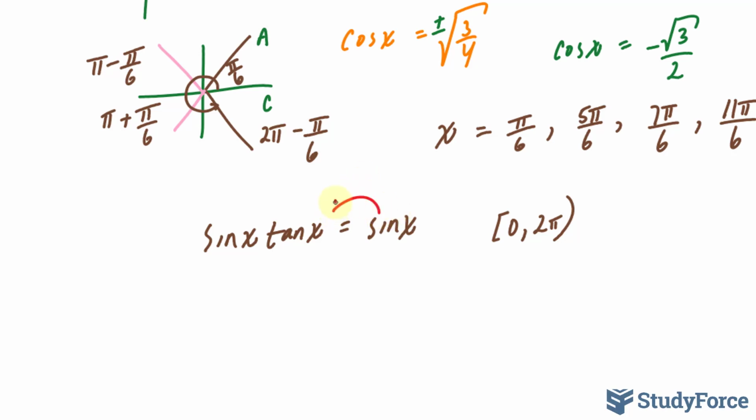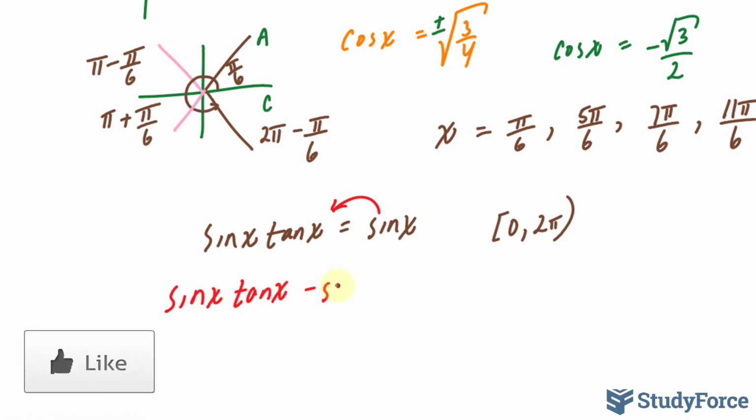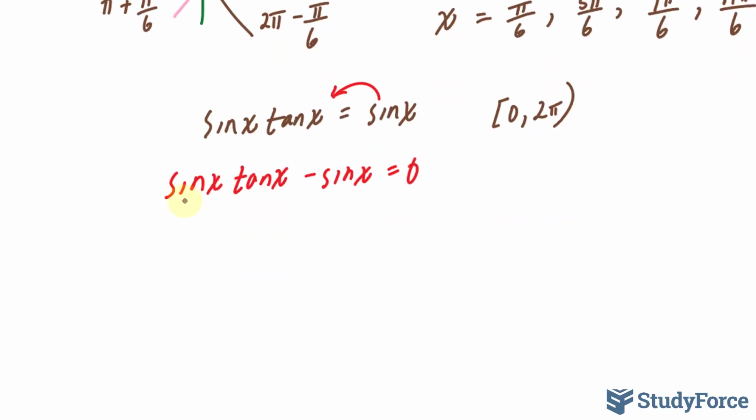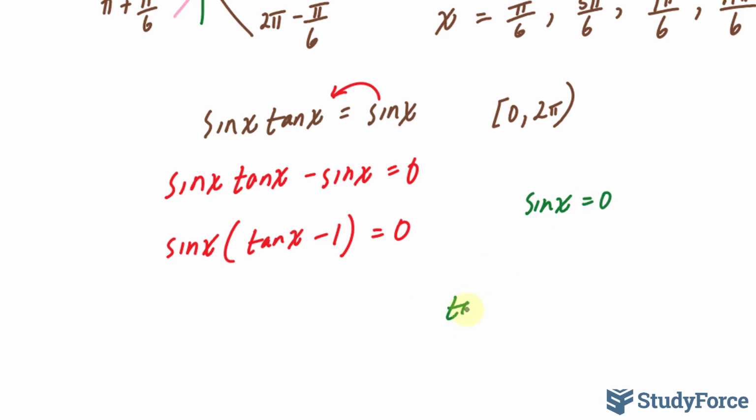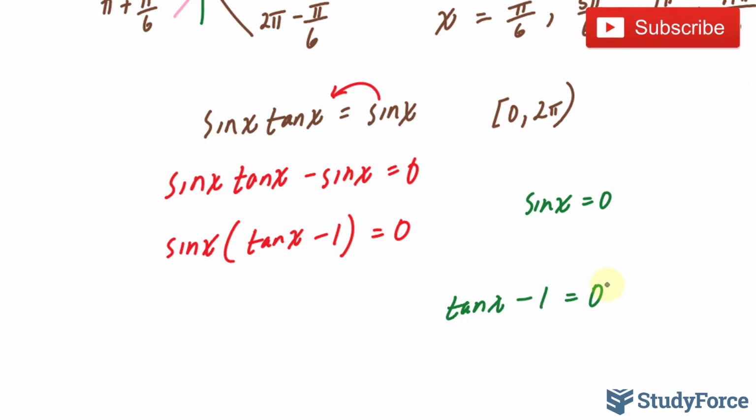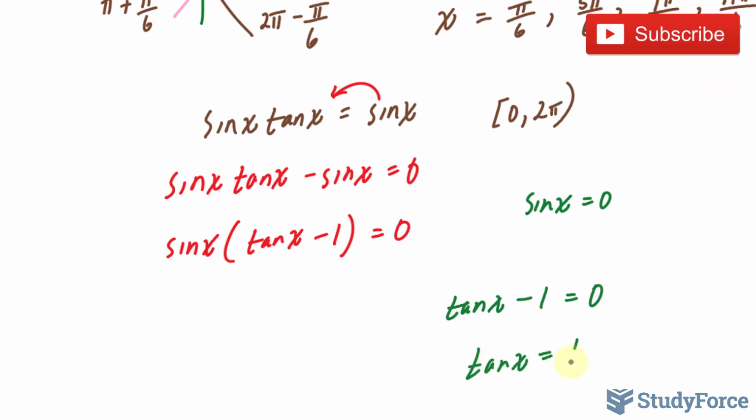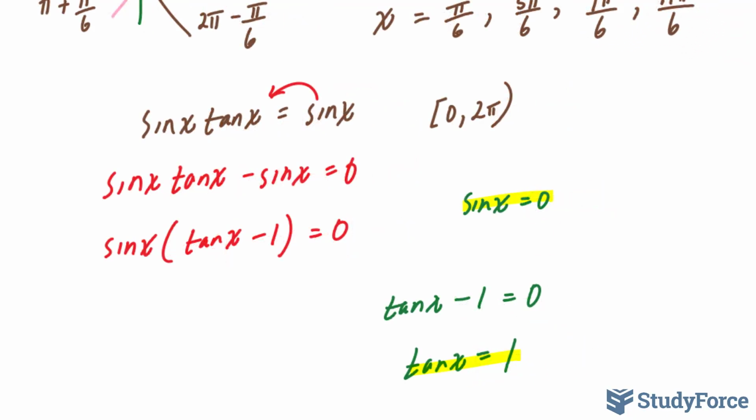Instead, take this sine x to the other side. We have sine x tangent x minus sine x is equal to 0. As you can see, a common factor between these two terms is sine x, leaving you with tangent x minus 1. I'll set sine x equal to 0 and tangent x minus 1 equal to 0. Bringing this negative 1 over, we end up with tangent x is equal to 1. I'll highlight these two.